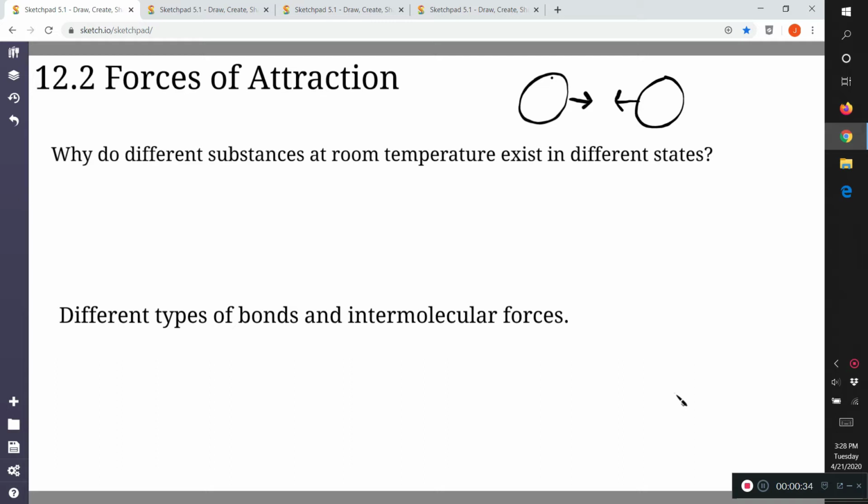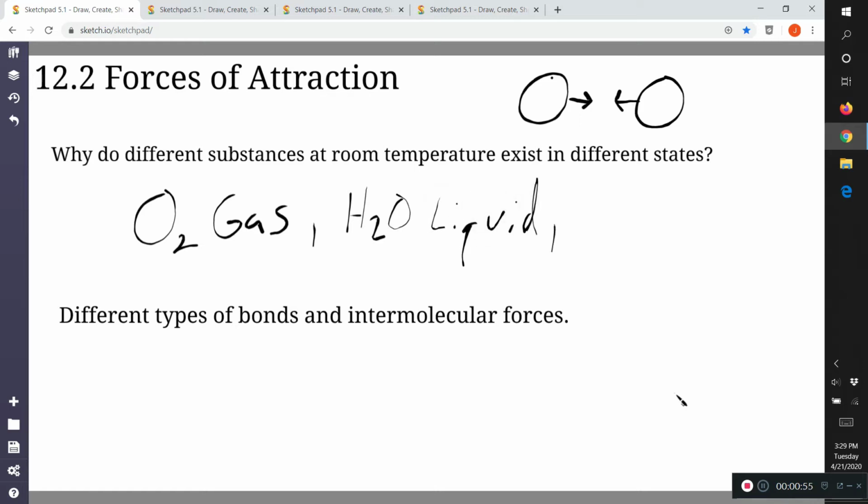So, real quick, if we're at 70 degrees Fahrenheit outside, then we know that O2 is a gas at standard temperatures and pressures. We know that H2O, water, is liquid. And we know that Fe, iron, is a solid. Why are they different phases at the same temperature? It has to do with the attractive nature of their molecules.